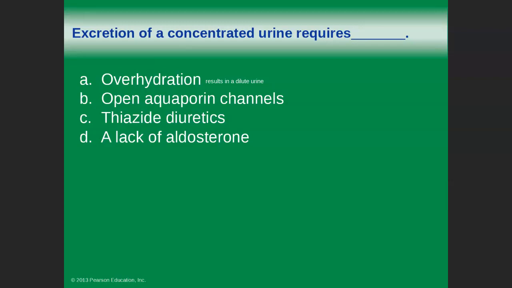So the only one that would work would be B. You have to have open aquaporin channels so that ADH will cause the water to come out of the collecting duct and back into the blood. That makes the urine very concentrated because all the water left the urine to go into the blood. But you need open aquaporin channels.